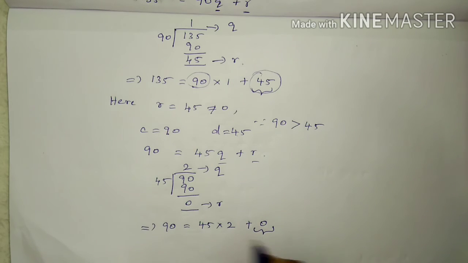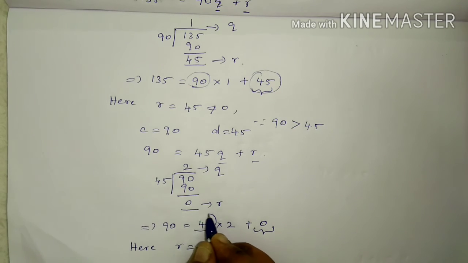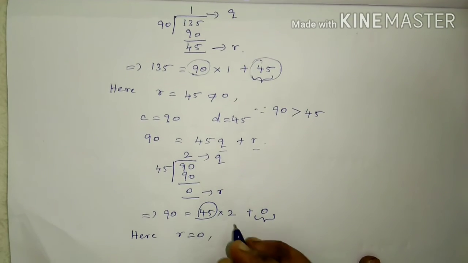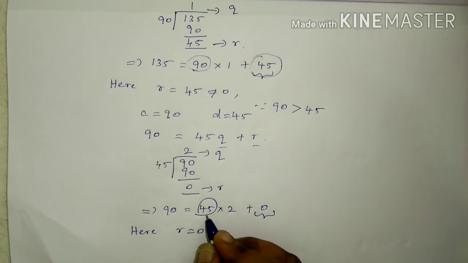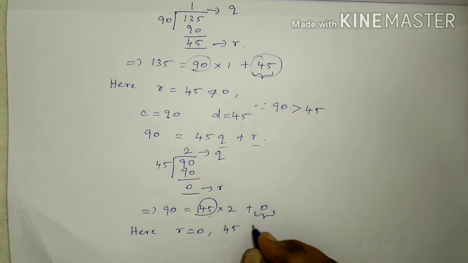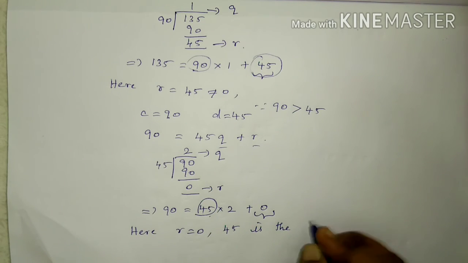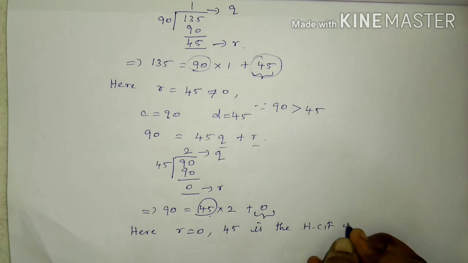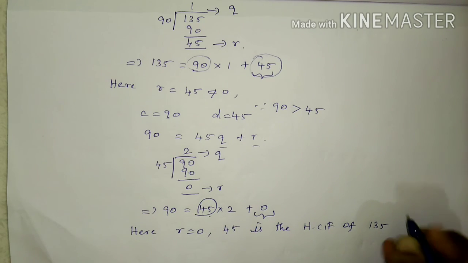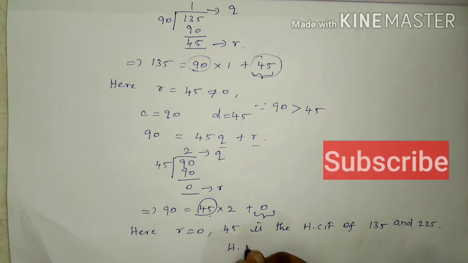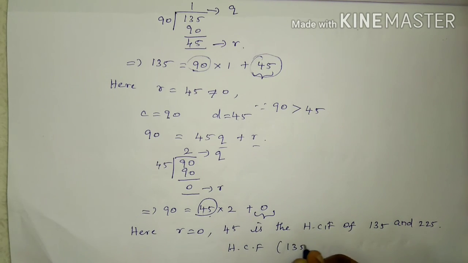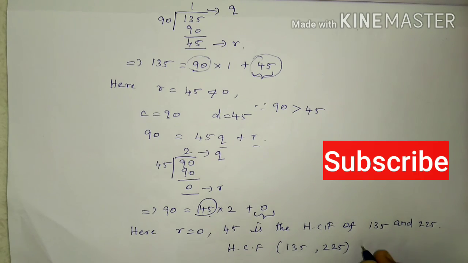So now see here, our R value is equal to 0. That means we can stop the process. And the divisor at this stage, that is our D value at this stage, will be our HCF. Here our D value is 45. Then 45 is the HCF of our given numbers 135 and 225. That is, HCF of 135 and 225 is 45.